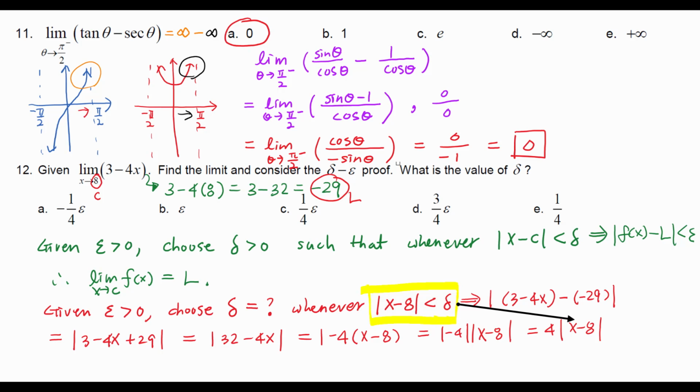So this would be less than 4 times delta, and I need that to be equal to epsilon. So since 4 delta has to be equal to epsilon, then delta has to be equal to epsilon over 4. So my answer would be C here, 1/4 epsilon.